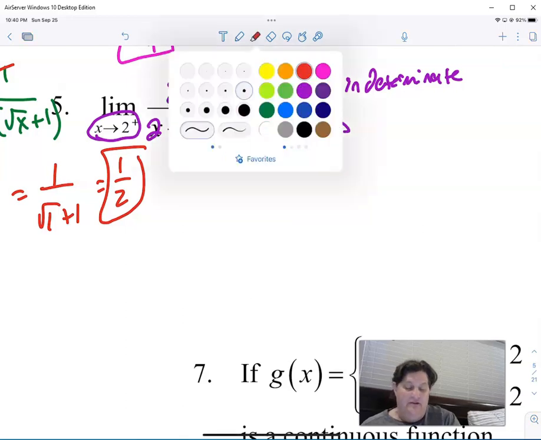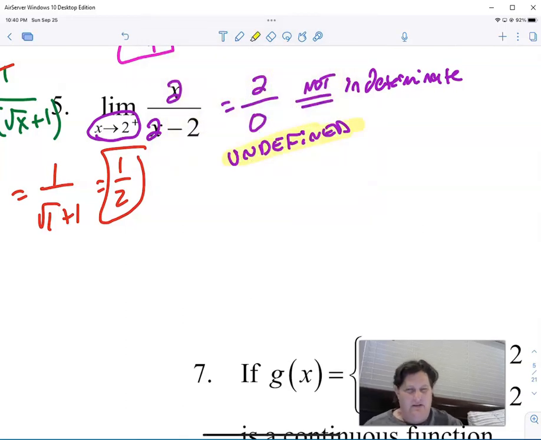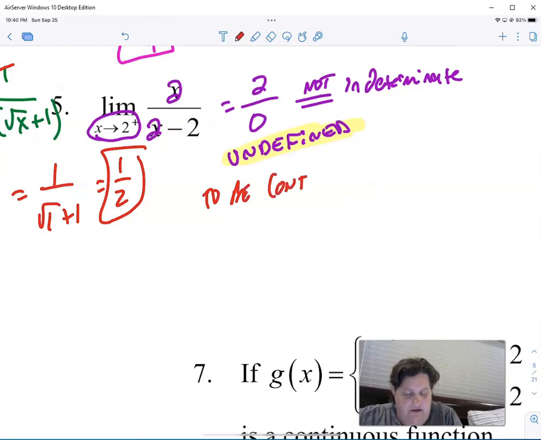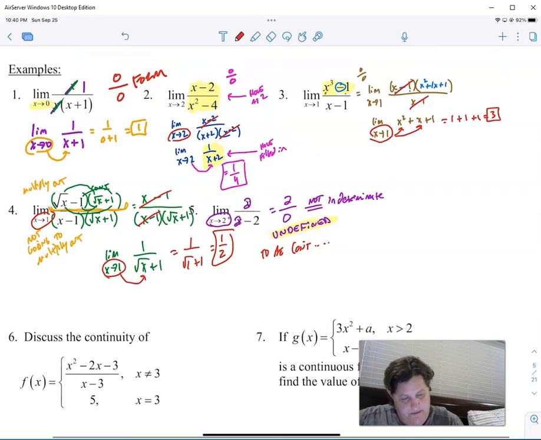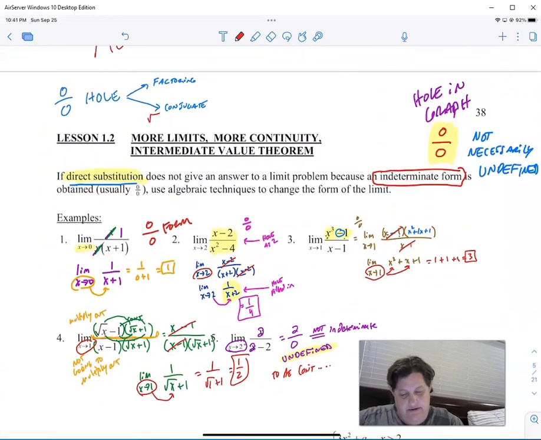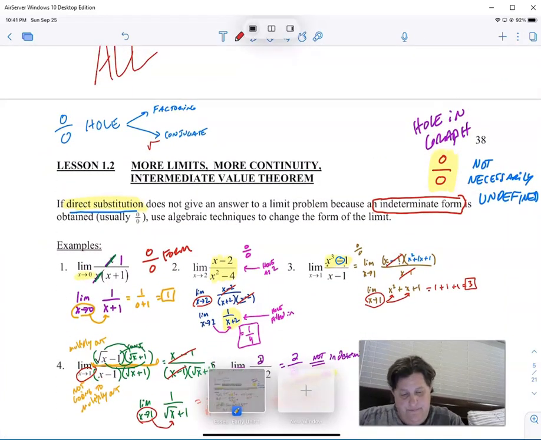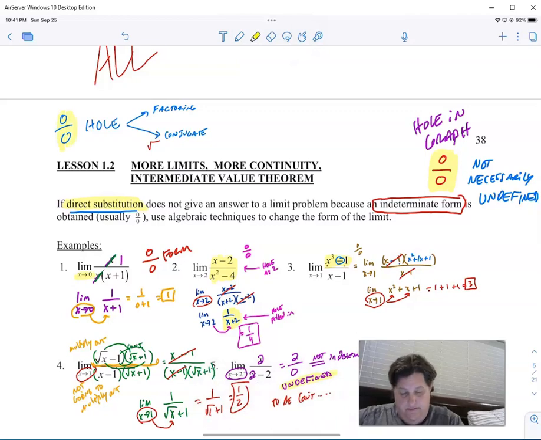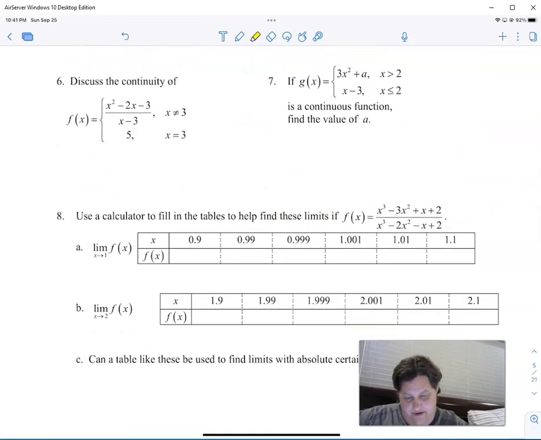But we can answer this in a different way. It's actually not till tomorrow's lesson, so I don't really know why it's on this page. I just want you to realize that it's not indeterminate, it actually is undefined. So for this particular problem, we're just going to say to be continued, because that's what we're talking about in the next lesson. Hopefully you guys understand that. Basically, 0 over 0 form tells me I have a hole in the graph, and I need to do either factoring or conjugate.